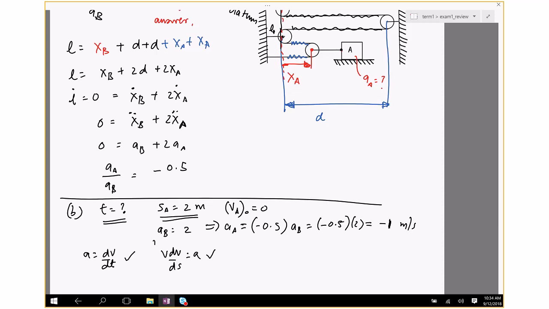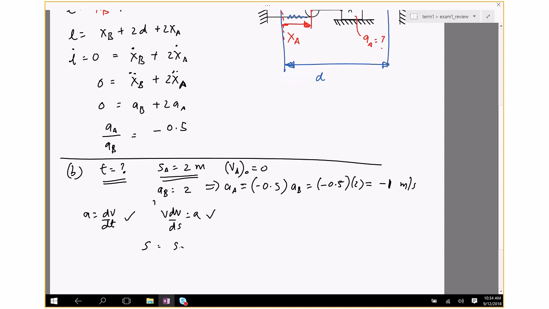The top one or the bottom one or the middle one? The middle one, right? Because S is given, initial velocity is given. The top one gives you velocity as a function of time. This one gives you position, so I'll use this one. Let me write that down. So S equals S0 plus V0t plus half AT square.